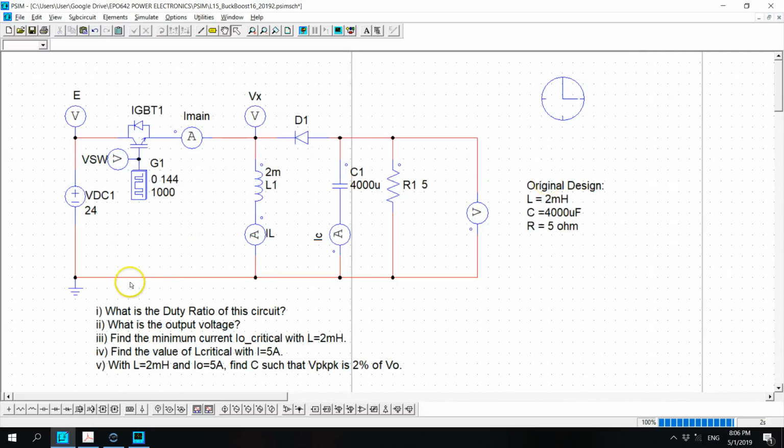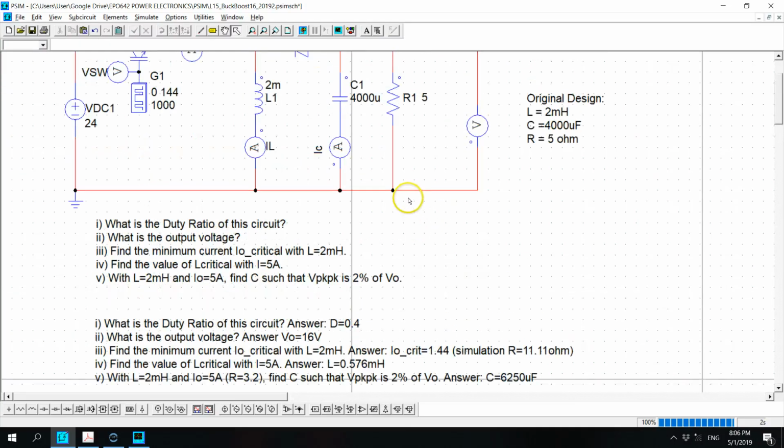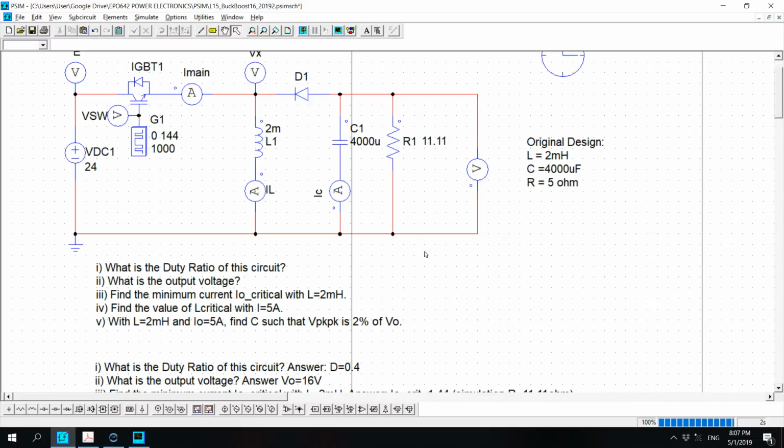Okay, right, number 3, find minimum current, I not critical. So with L equals to 2 millihenry, the answer is I not critical is 1.44. So if you translate that with a 16 volt output voltage, that will give the value of R, the output resistance, of 11.11 ohm. So I want to change that to 11.11 ohm. With this circuit, I'm going to see the inductor current will fall to 0 and then rise again.